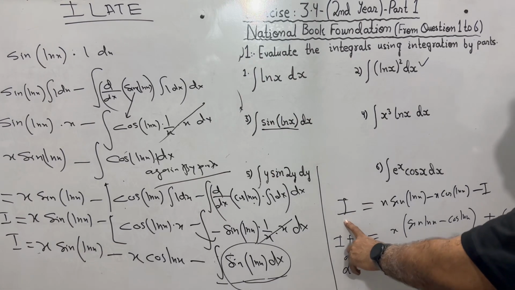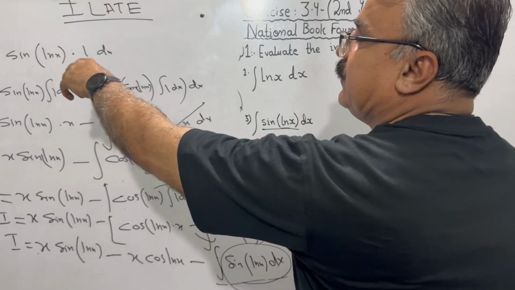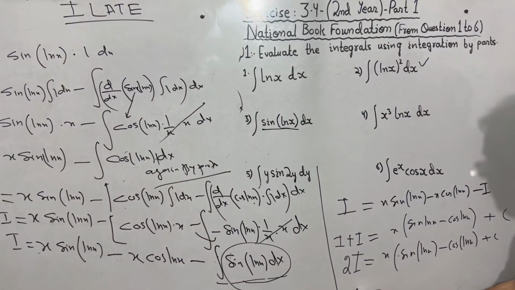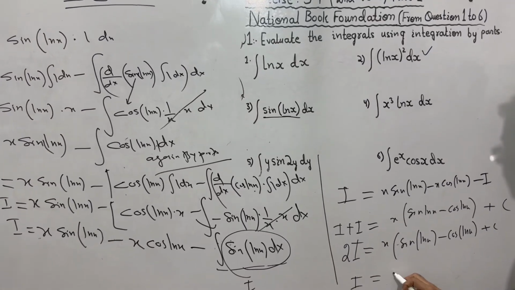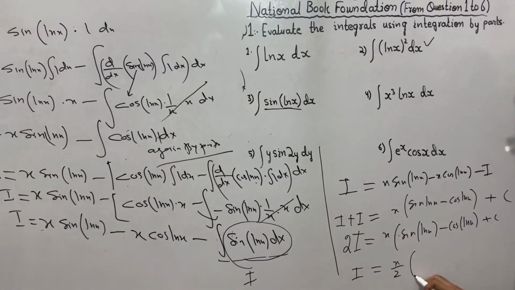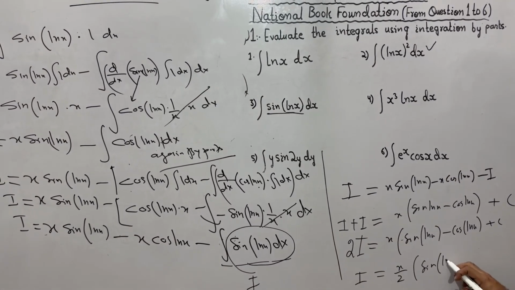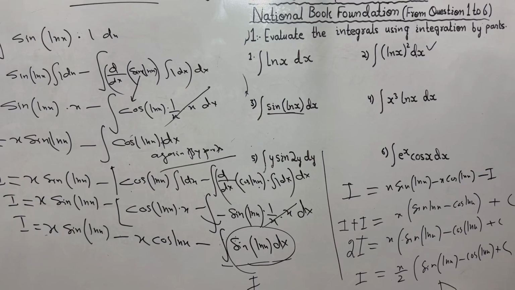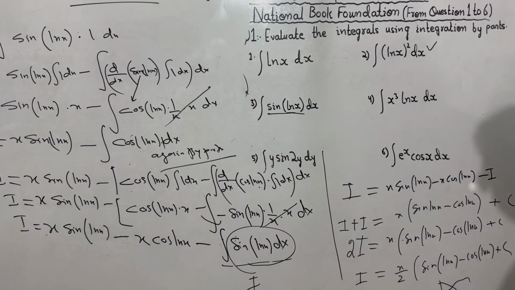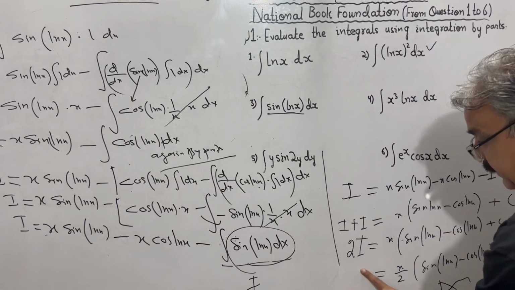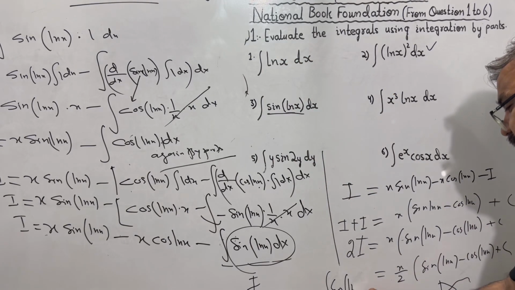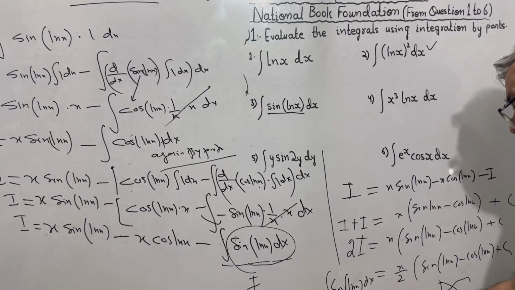We are interested in I, the integration of the original integral, only sine ln x dx. Shift 2 here. It will become x over 2 times sine ln x minus cos ln x plus c. It's our answer. Instead of I, I can write the data, that is, the integration of sine ln x dx is this one.